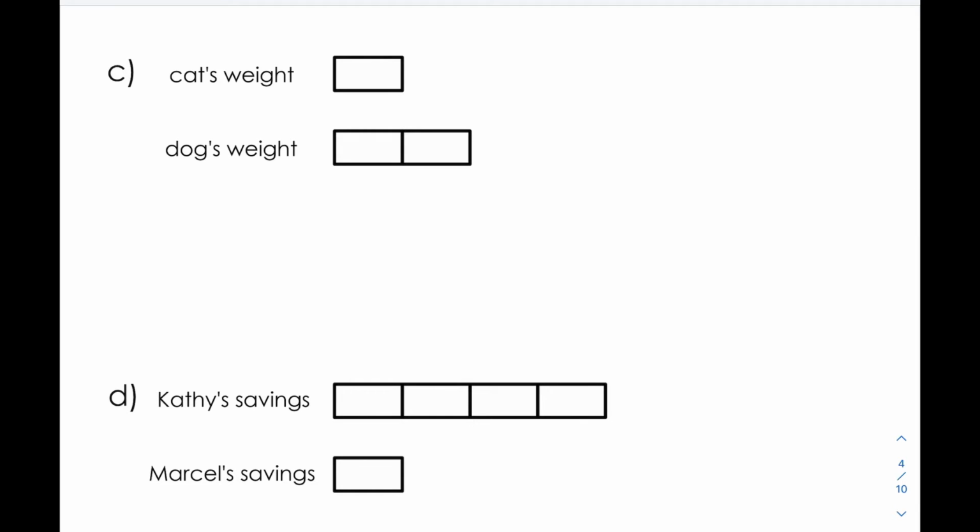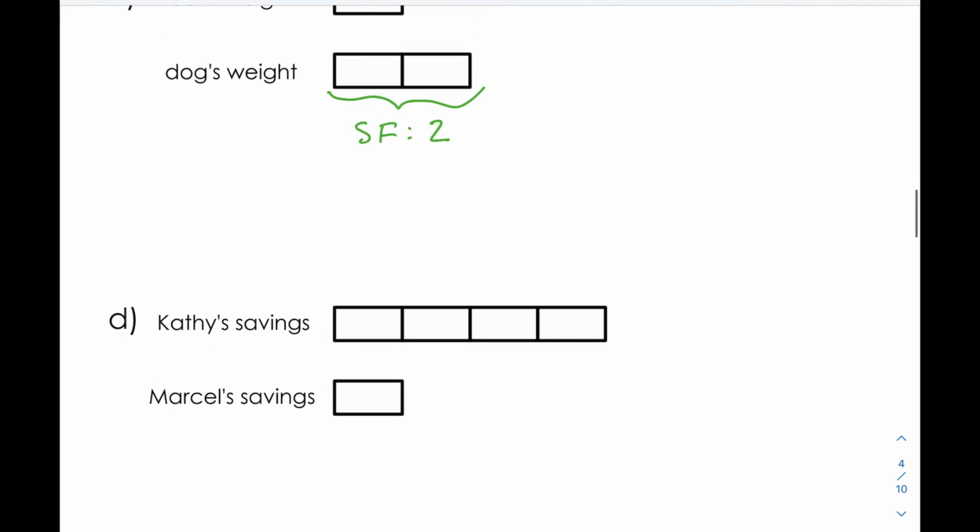We can also look at it this way, where a cat's weight is 1 unit, however large that might be. A dog's weight is 2 units, twice as big. So the scale factor is 2. Here we have Kathy's savings and Marcel's savings. We could see that Kathy's savings have 1, 2, 3, 4 units. Marcel's just 1, so hers is 4 times as big, so the scale factor is 4.